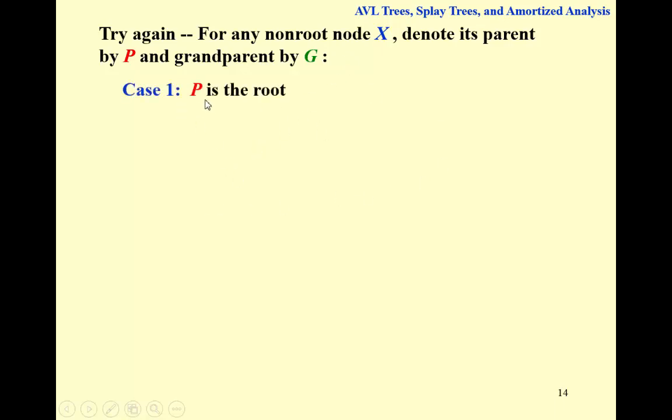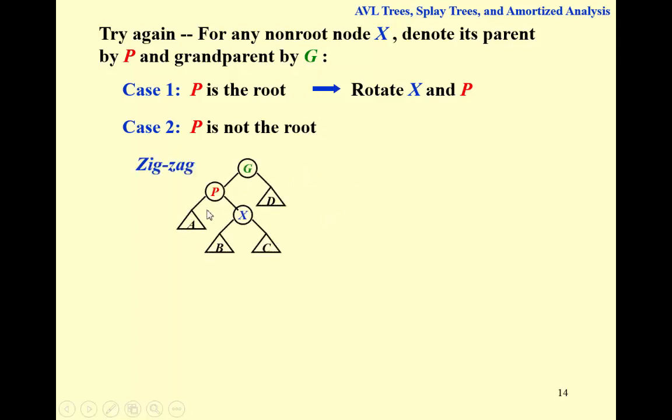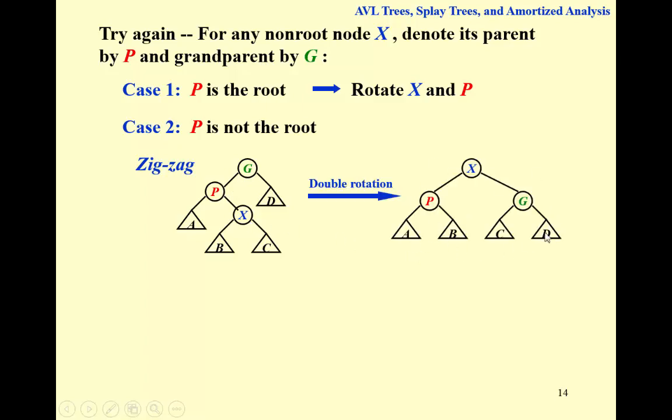Case 1 is that it has no grandparent. Its parent is the root. Then it's going to be simple. One single rotation, rotate x and p, make x the new root. And case 2 is that p is not the root and therefore it has a grandparent. And then there are 2 cases here. One is the zigzag situation. If this is the zigzag situation, we just make a double rotation. And this is the resulting tree.